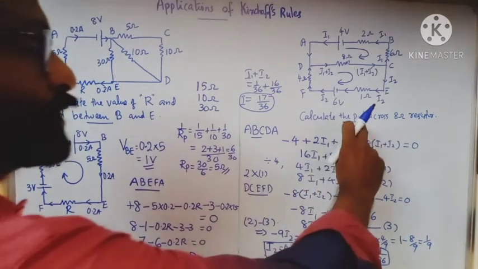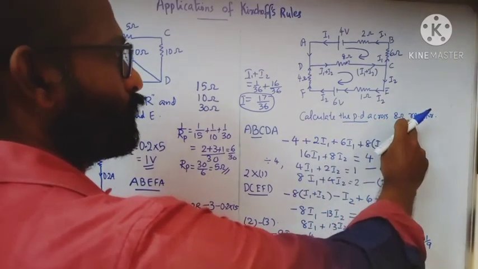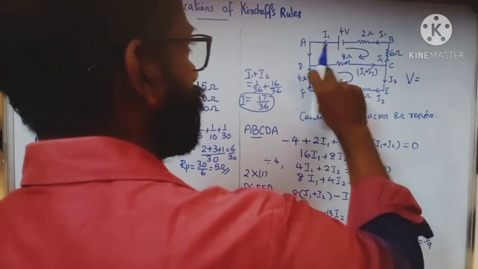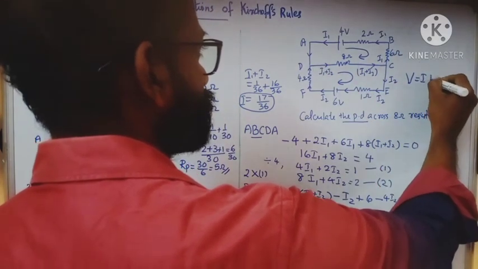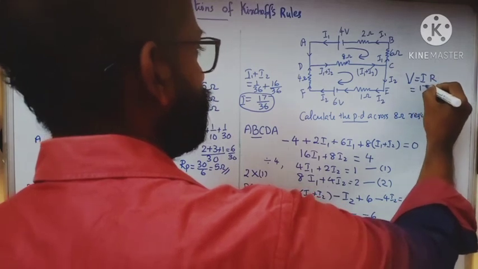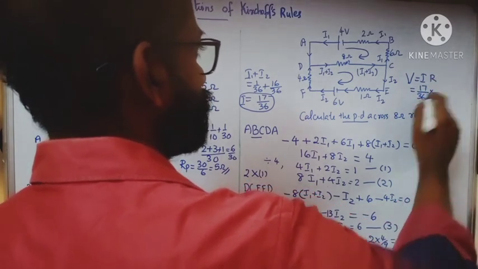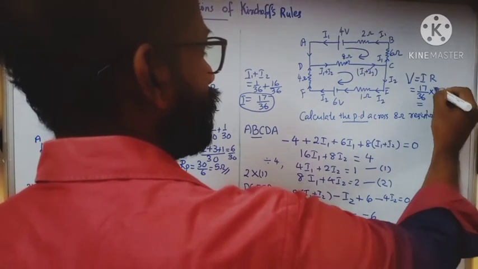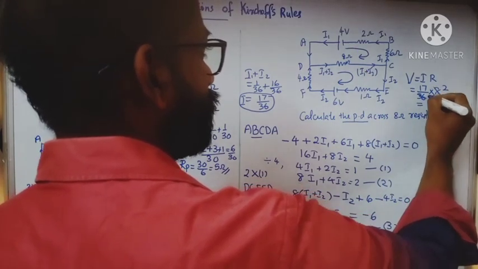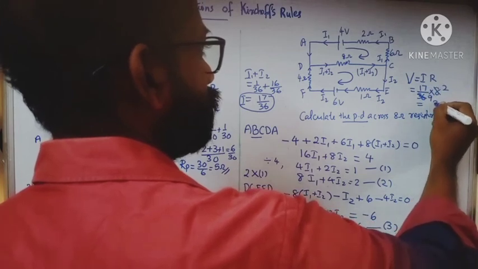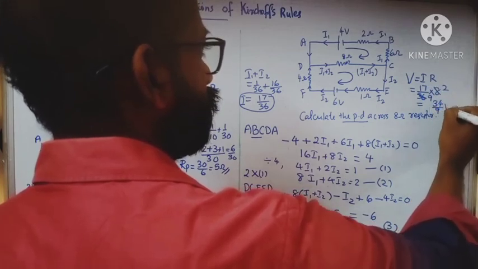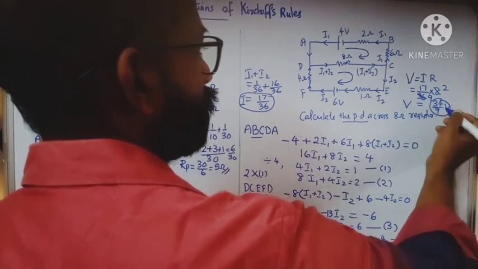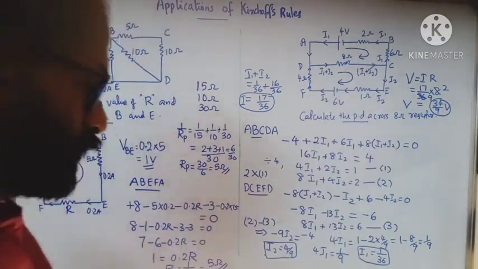So we need to find the potential difference across 8 ohm. What is the potential difference? V is equal to the total current I into the resistance. I means 17 by 36. What is the resistance? 8 ohm. When you simplify, you can get 2 times 9. You will get 34 divided by 9 volt. This will be the voltage across the 8 ohm resistor.